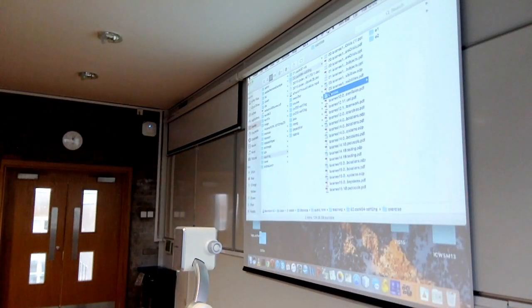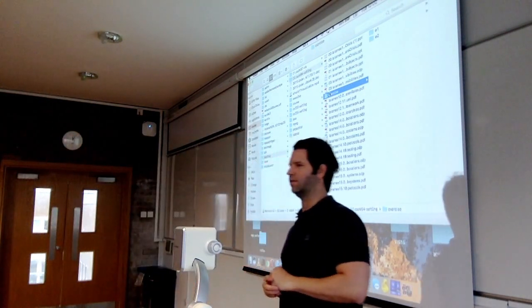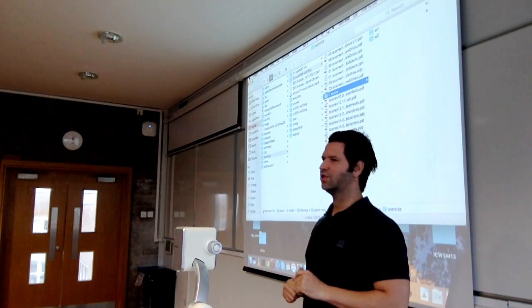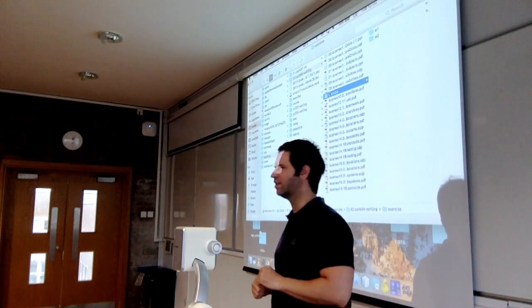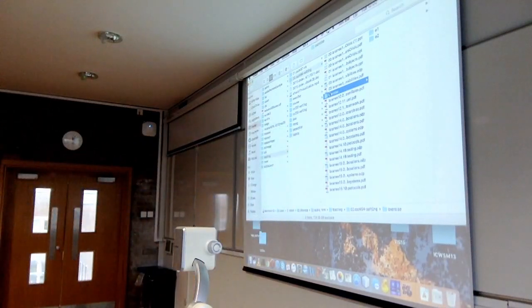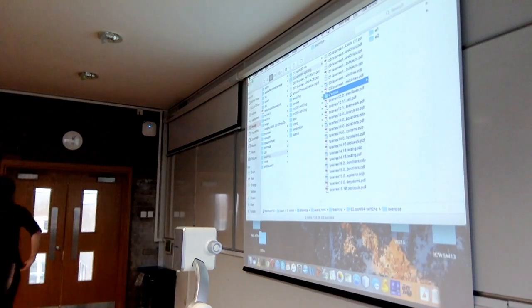Was everybody working hard on their exercise, identifying objects? So would you like to pass your answer sheets forward for the identifying objects? Thank you very much.